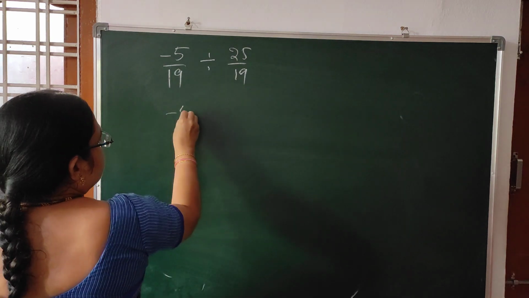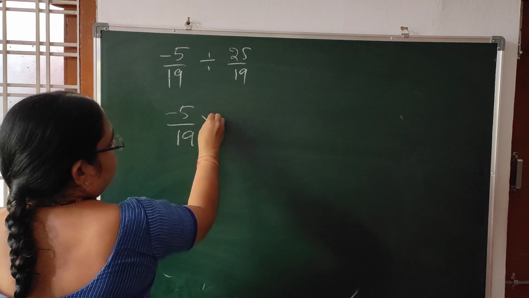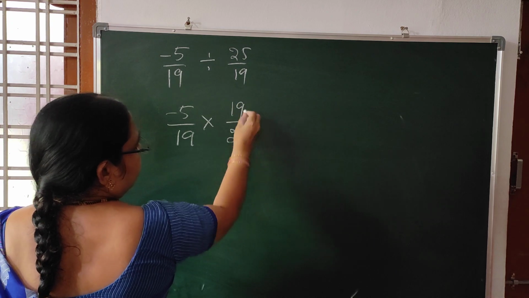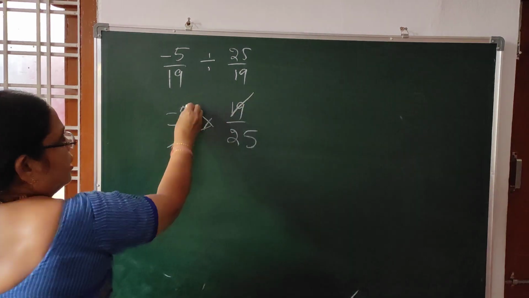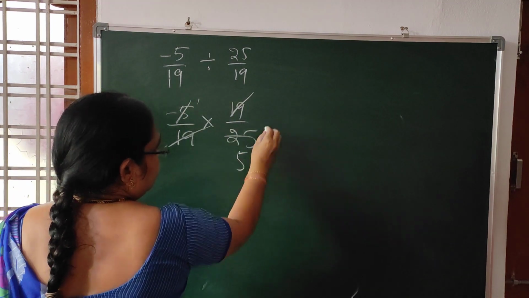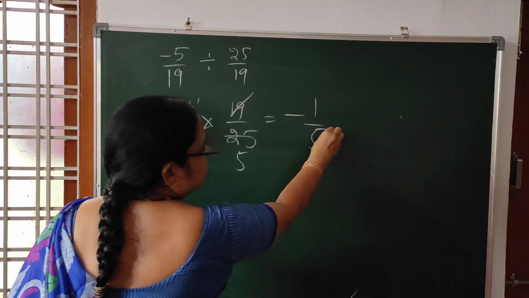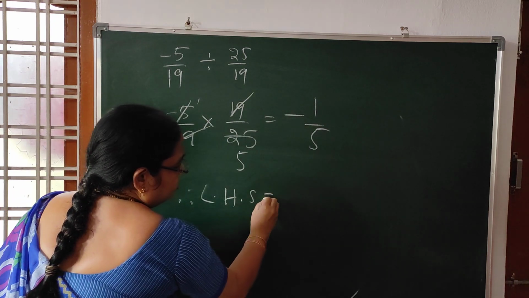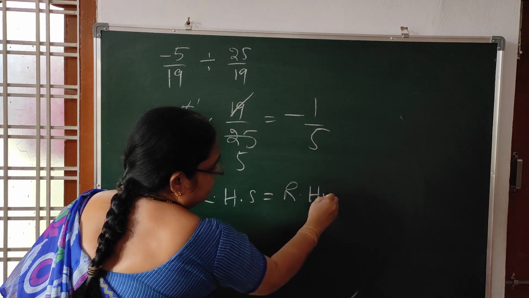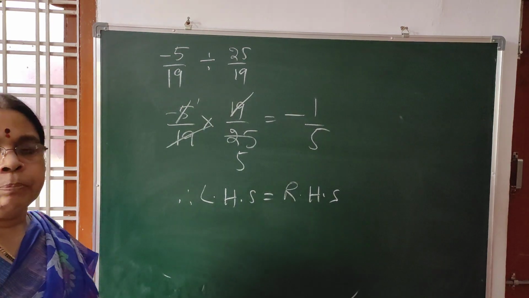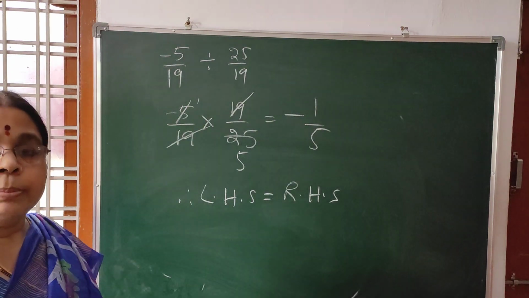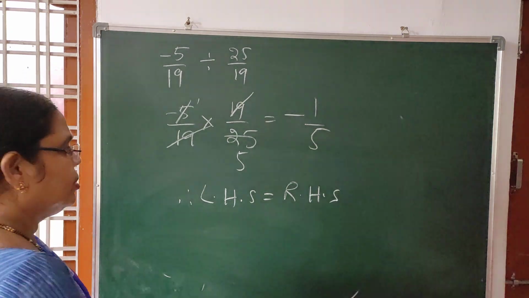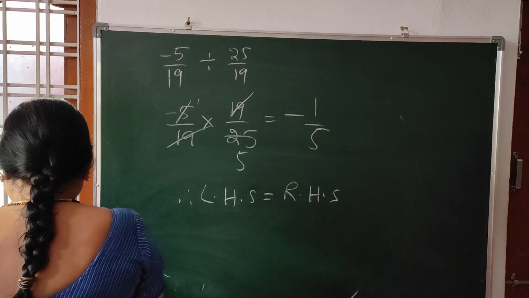Now minus 5 by 19 into the inverse, so 19 by 25. This is equal to minus 1 by 5. Therefore LHS is equal to RHS. LHS we got minus 1 by 5, RHS also we got minus 1 by 5. Therefore LHS is equal to RHS. Hence it is verified.